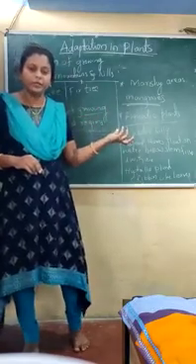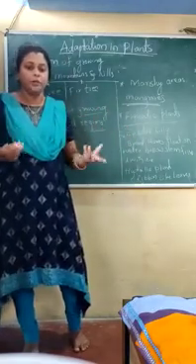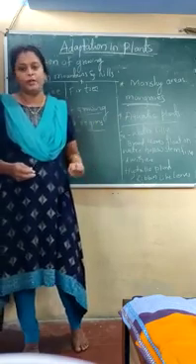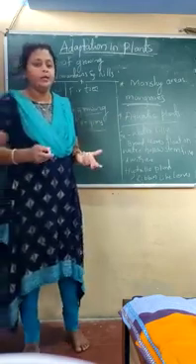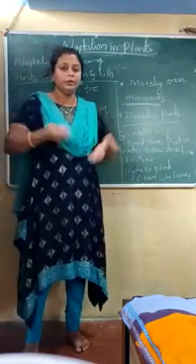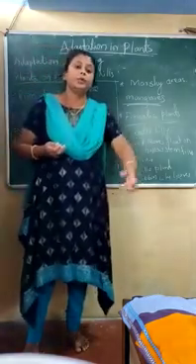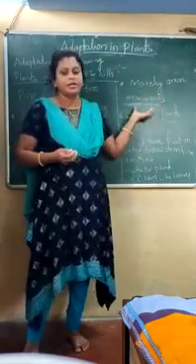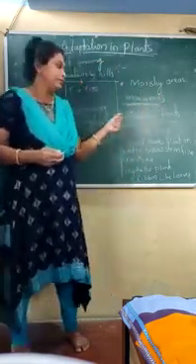The marshy area means what? Always it will be filled with water. So there is very little air in the soil. So to get the air and to adapt themselves to grow very well, the roots will start growing upside of the water level. This is how the marshy area plants have adapted themselves.